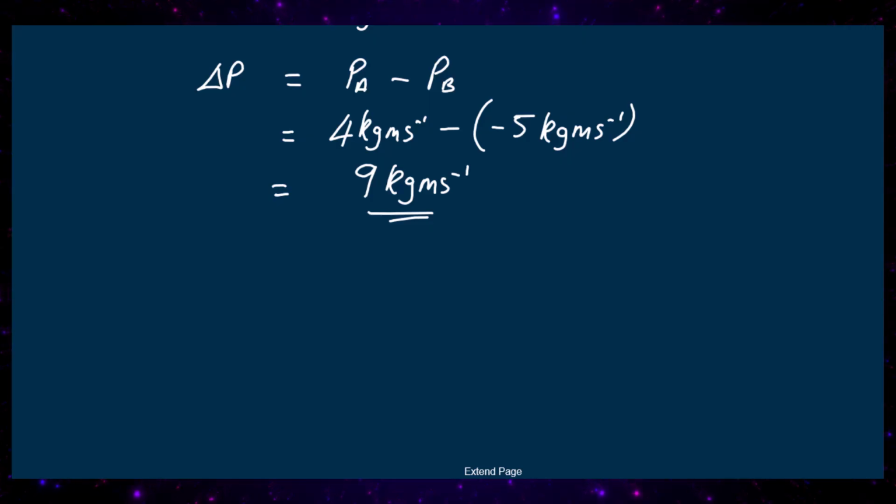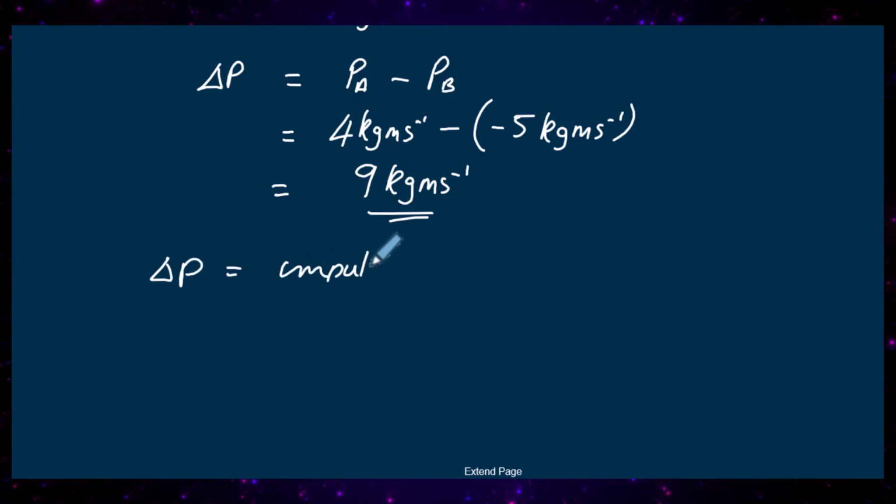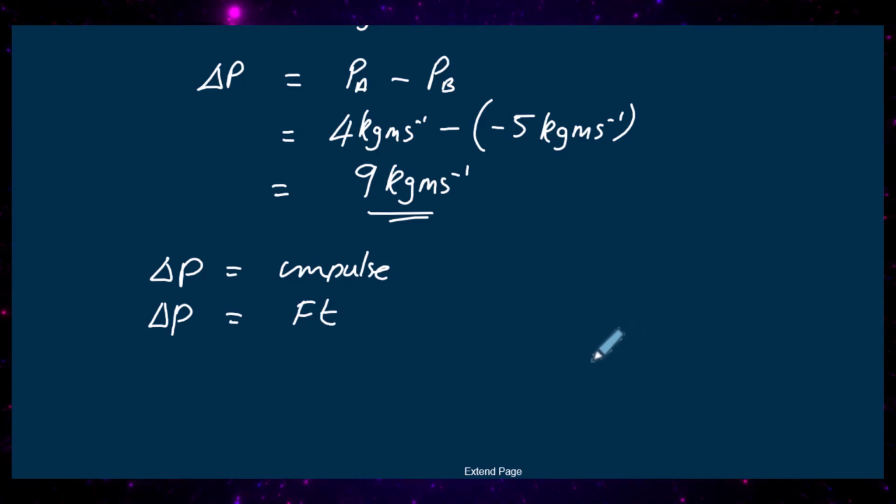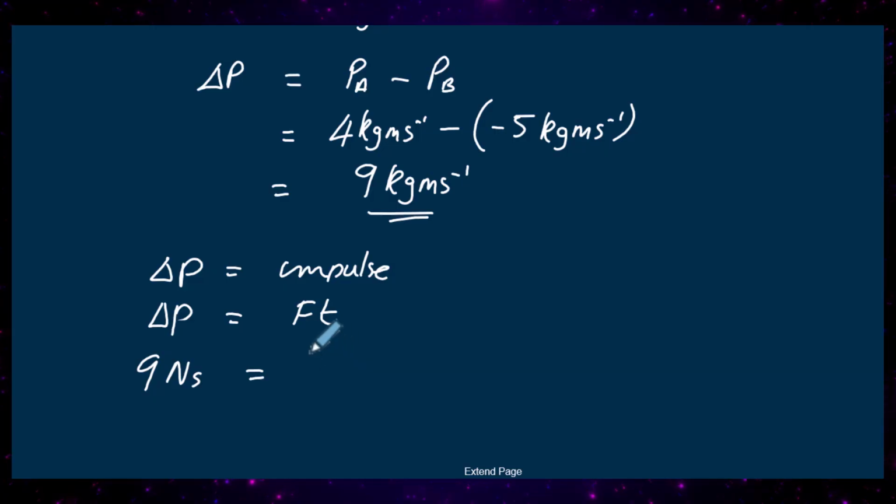Now, once we know the change of momentum, we can equate that with the impulse. Remember, the change of momentum, delta P, is equal to the impulse given to the object. And the impulse is going to be Ft. So what is the change of momentum? It's going to be 9 kilogram meters per second, and we change that to the impulse units. We get 9 newton seconds. That's the units for impulse. That equals the force times the time of contact, and the time of contact was 0.3 seconds.